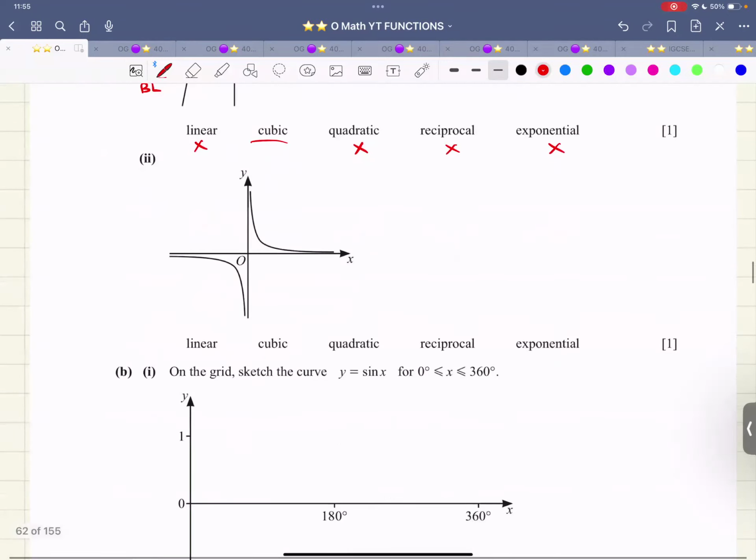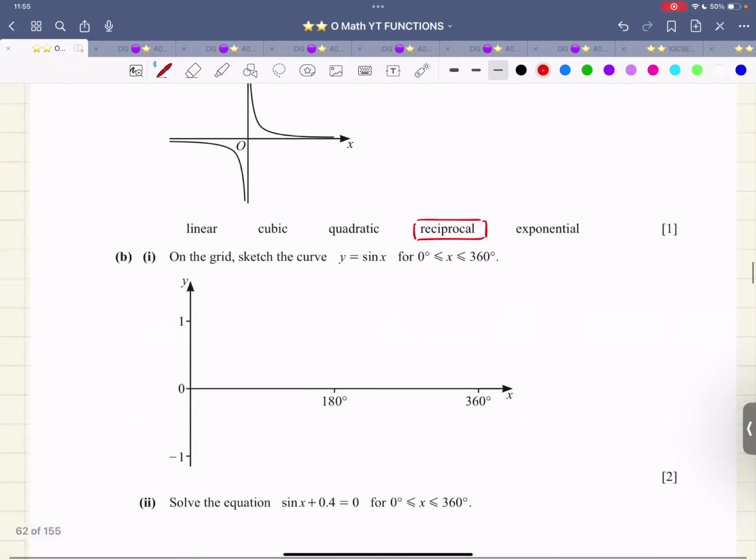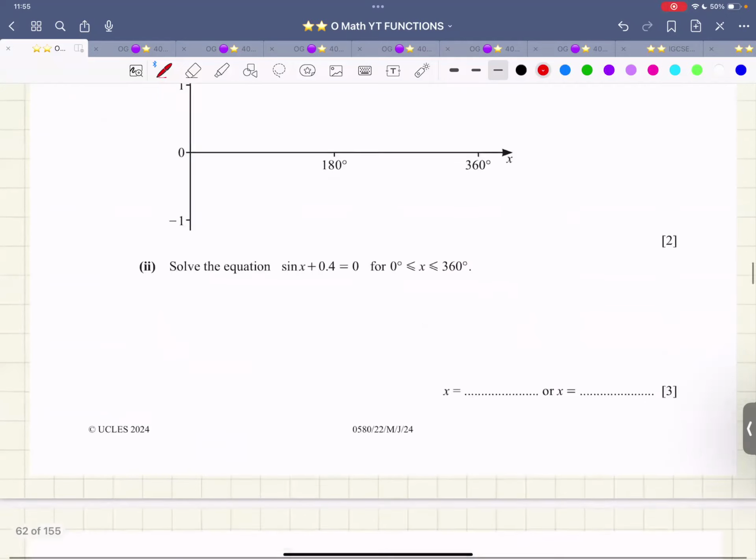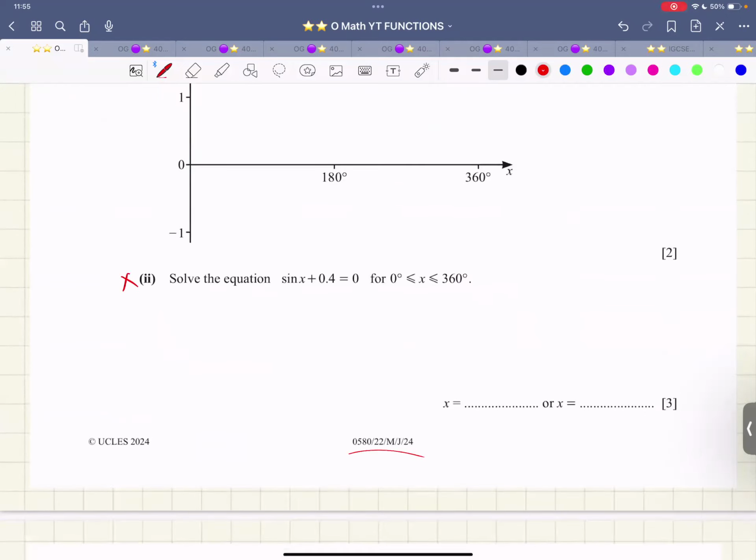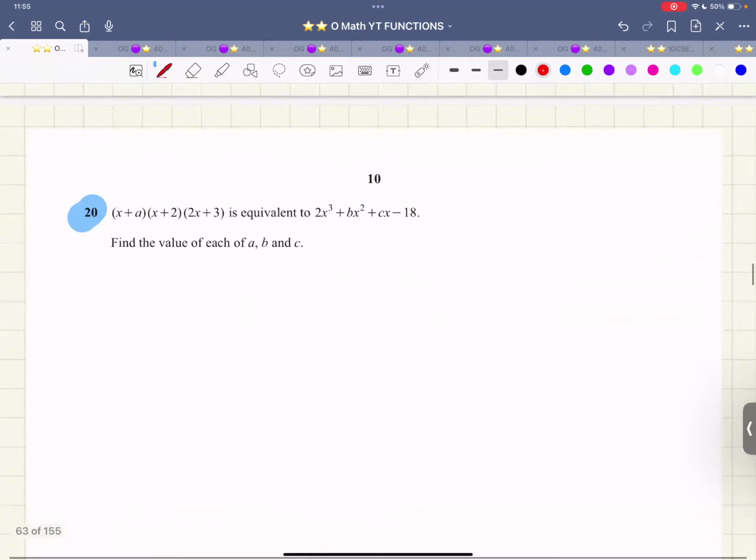What kind of function is this? This one we just studied, and this one is reciprocal, studied a video earlier. This is not part of O-level math syllabus. Just ignore it. By the way, this is an IGCSE paper. I took the information from there.